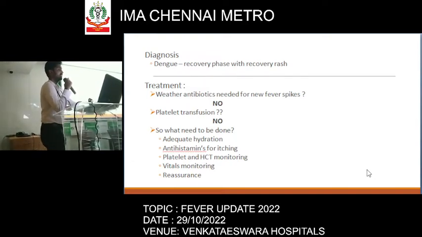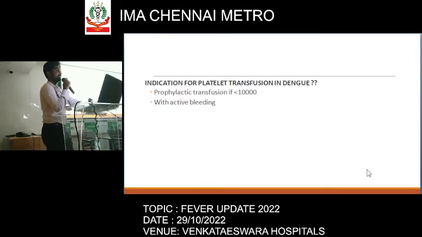So next is the indication for platelet transfusion in dengue. The ideal indication by the Ministry of Health and Family Welfare of India is that prophylactic transfusion is needed only if the platelet count is less than 10,000. If it is more than 10,000, and there is any active bleeding such as melena or bleeding gums or any subcutaneous ecchymosis, we can transfuse the patient. Otherwise, there is no ideal indication for platelet transfusion.